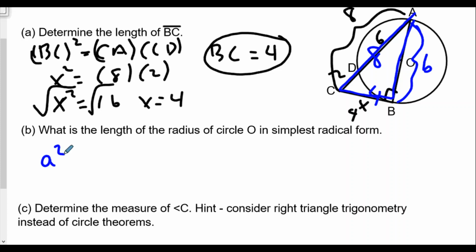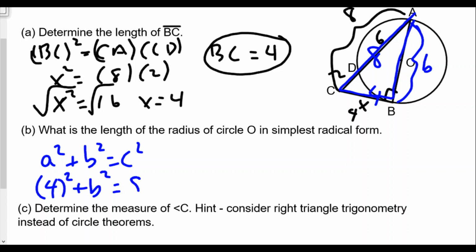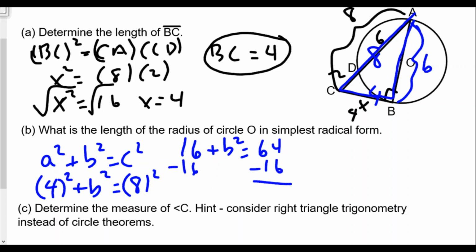The leg squared plus the second leg squared is equal to the hypotenuse squared, which is C. So in this case, we'll let A be 4. So 4 squared plus B squared is equal to C, which is 8 squared. So now we have 16 plus B squared equals 64. Subtracting 16 from both sides, we get B squared is equal to 48.